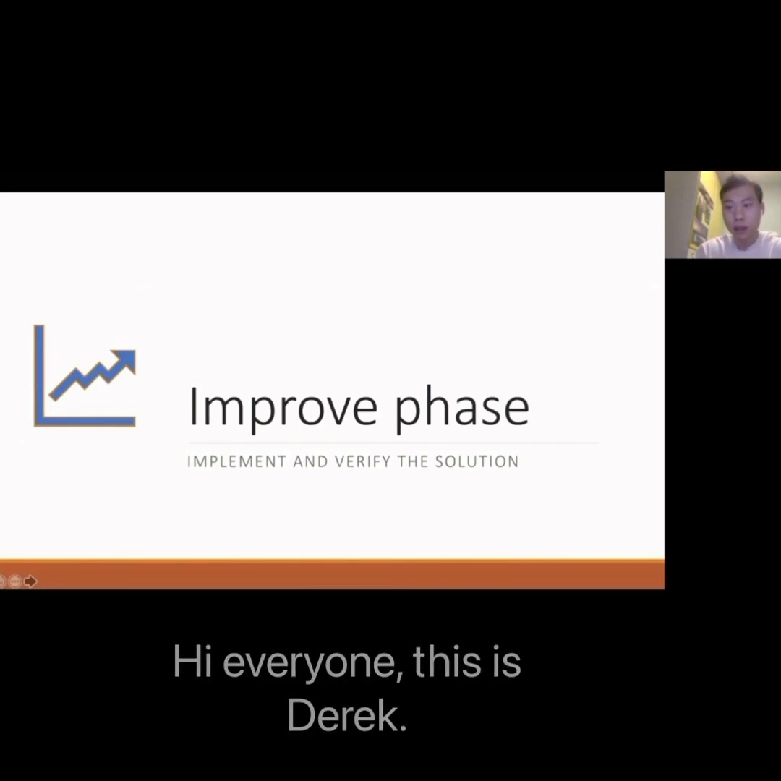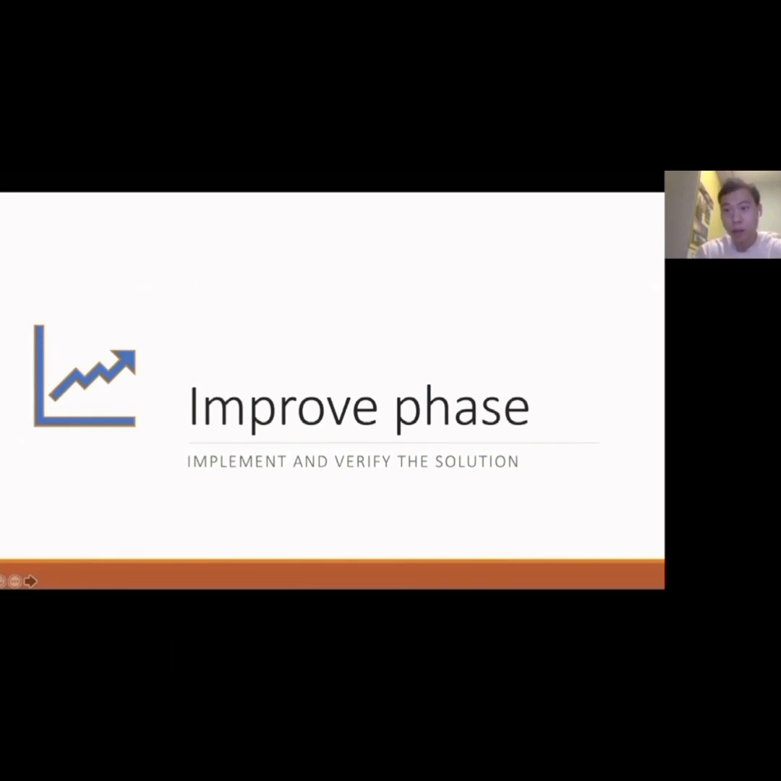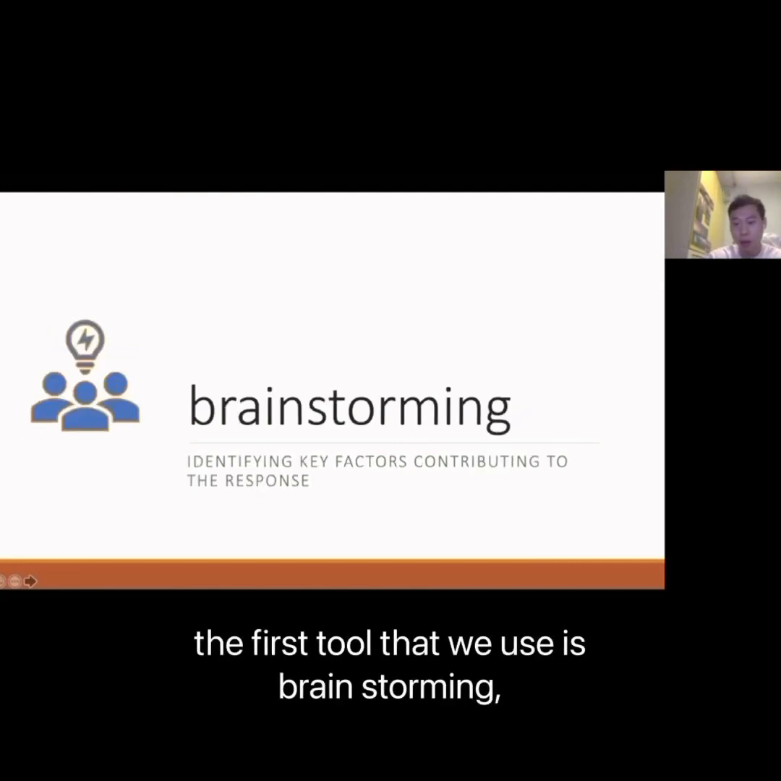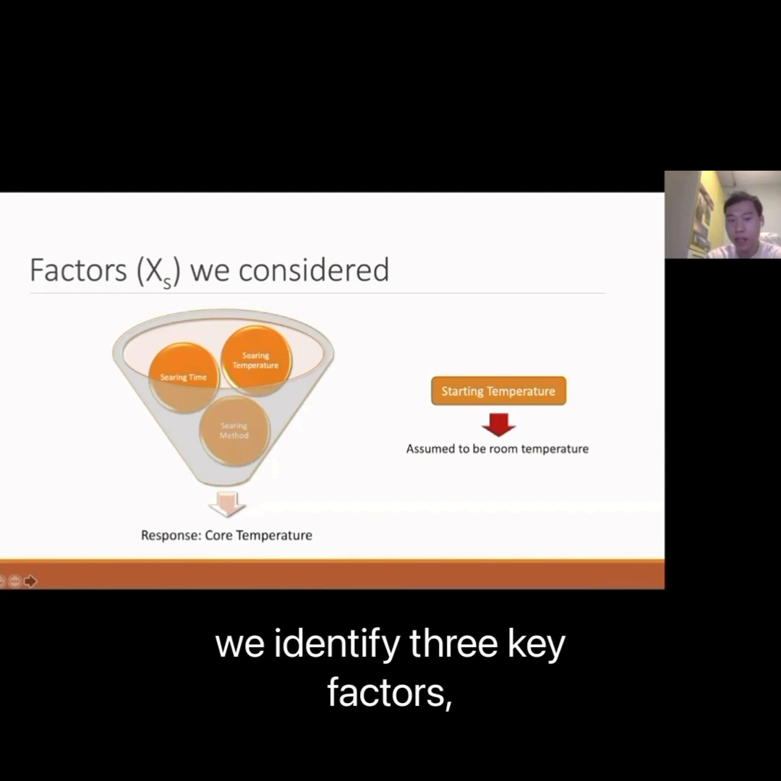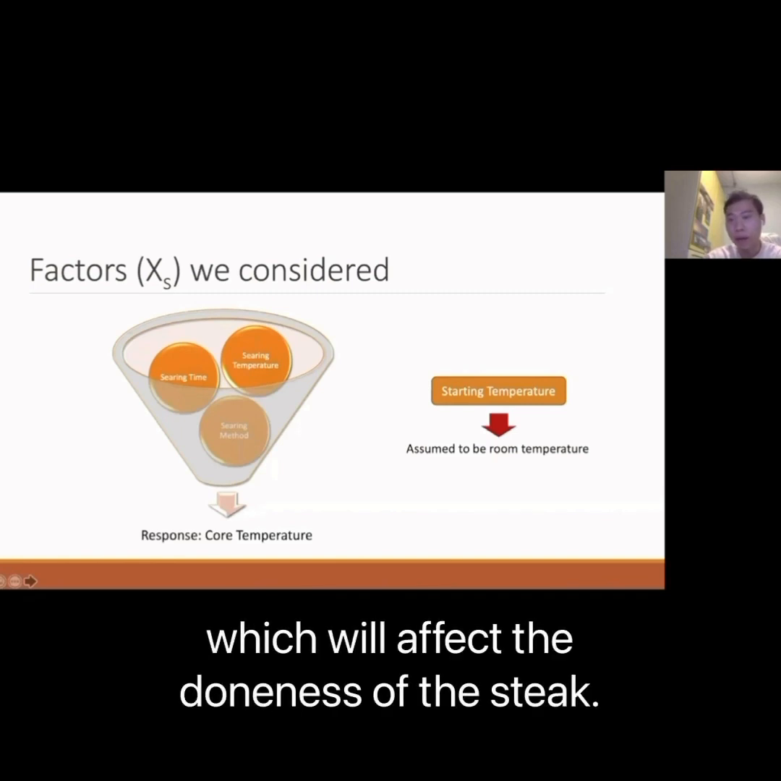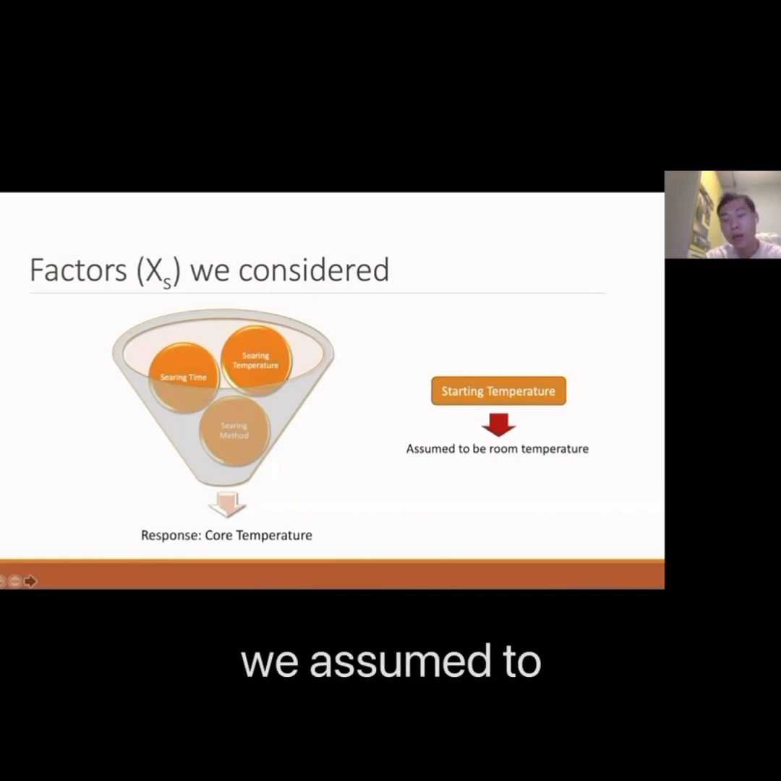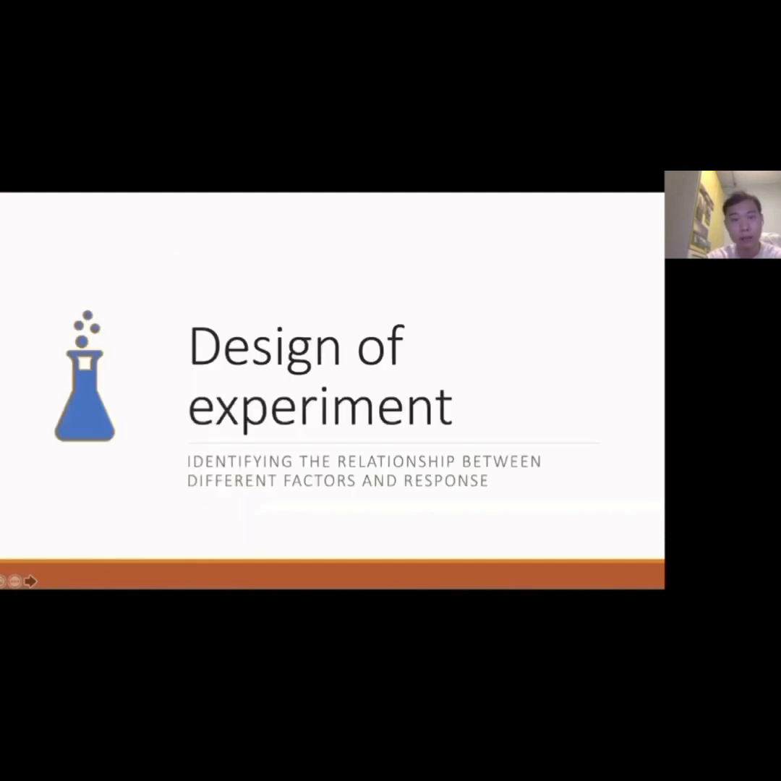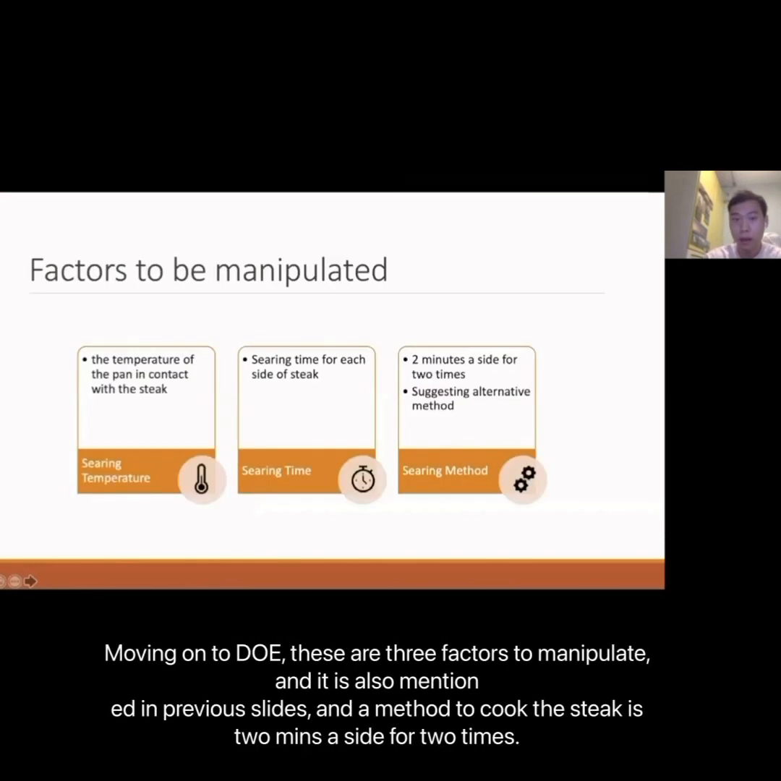Hi everyone, this is Derek, and thanks for my teammates' elaboration. Moving on to the improve phase. The first tool that we use is brainstorming. We identify 3 key factors: searing time, temperature, and method, and our response will be core temperature, which will affect the doneness of the steak. We assume the starting temperature to be room temperature because it is a household setting. Moving on to DOE, these are the 3 factors to be manipulated, and it's also mentioned in previous slides.